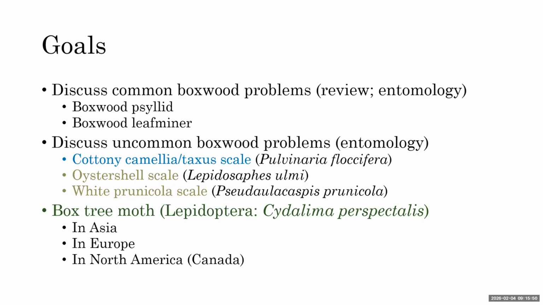Boxwood problems. So boxwoods can get scale insects. And then so I have some of these listed, cottony camellia scale, oyster shell scale, the greedy scale. And then looking at box tree moth and briefly talk about how it was in Asia and then where it showed up in Europe. And then when it came to North America, what we've been doing with it in Delaware.